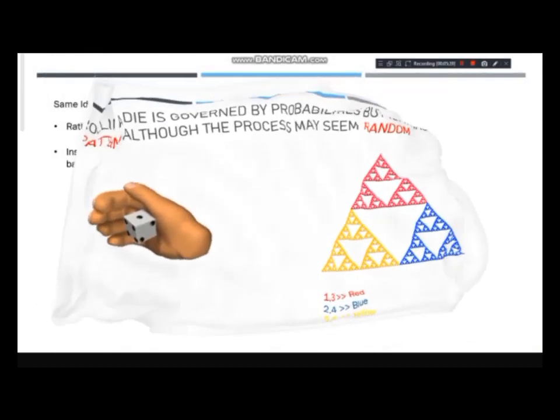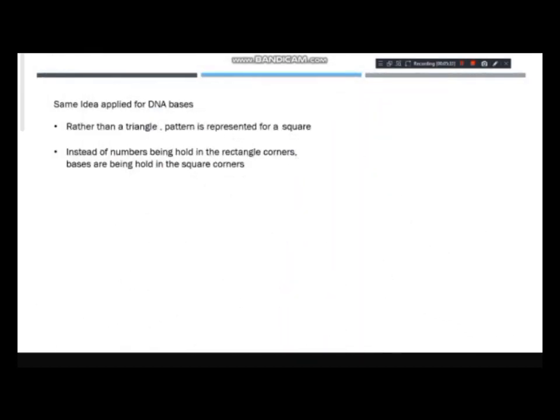Now, the same idea would be applied for DNA bases. Rather than a triangle, we would represent a square, and rather than numbers, we would represent the bases. This is a square, and each corner is holding a base. Let's say this is my initial position, and the next base is T. So I already have these coordinates, measuring the distance and dividing by 2, I would end up in here. And then if G is the second base, doing the same process, I would get some pattern.